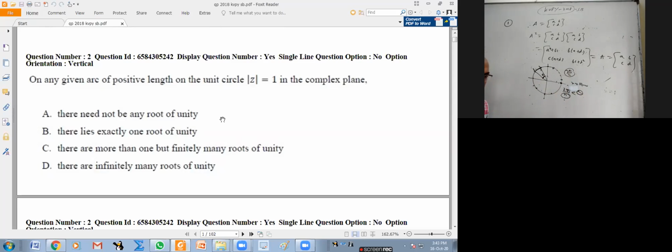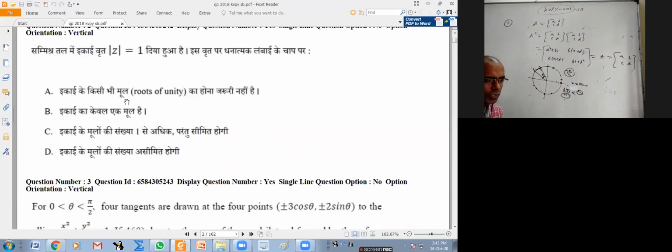So option D, there are infinitely many roots of unity which will lie in that as you increase the n value. Those who know about complex numbers, have you understood this part, what I'm saying? Yes, sir. Okay. So which is a fairly simple one.